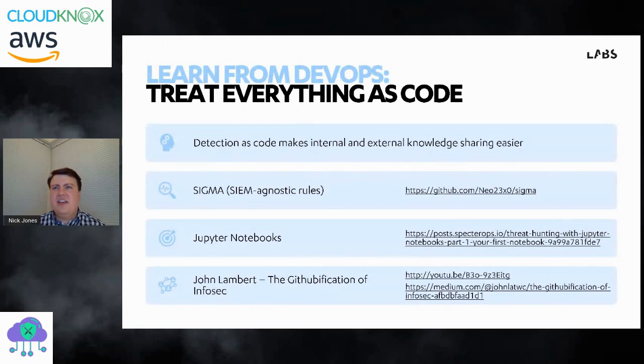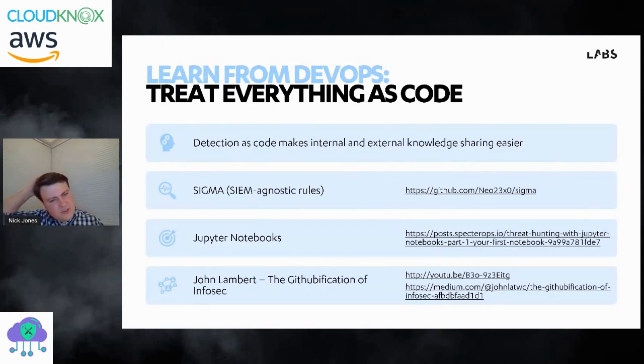A few big things to pick out in this space: Sigma by Florian Roth. So we've got a set of SIEM-agnostic rules, essentially, and there's then a compiler that produces your Splunk or your QRadar or your Elasticsearch queries off the back of this common rule set. So someone writes a Sigma rule for a particular TTP, and then you have the ability to use that in pretty much every platform going. There's a lot of compilers in there.